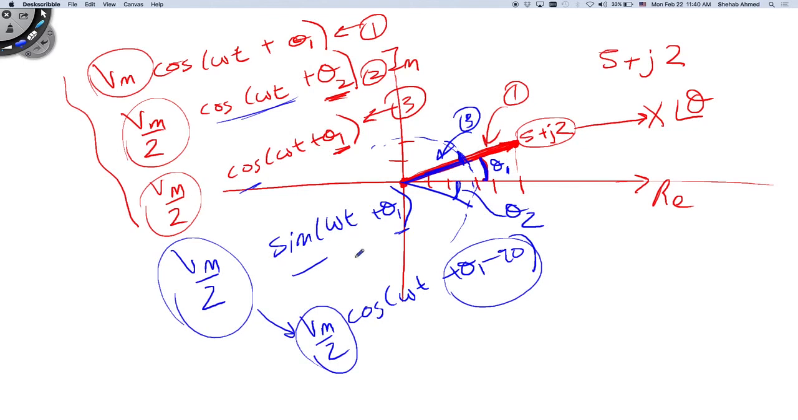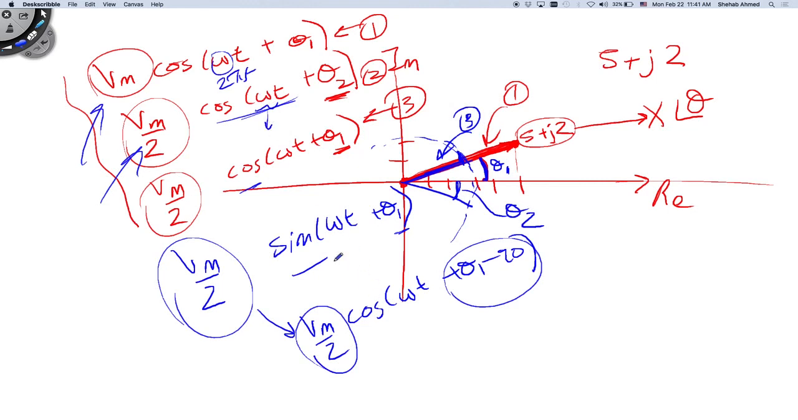So what's common about all of these? Not the same peak value. No, the peak value here is different than the peak value here. Yes, you said it. Yeah, omega is the same, right? Omega is 2 pi f. These are all at the same frequency.